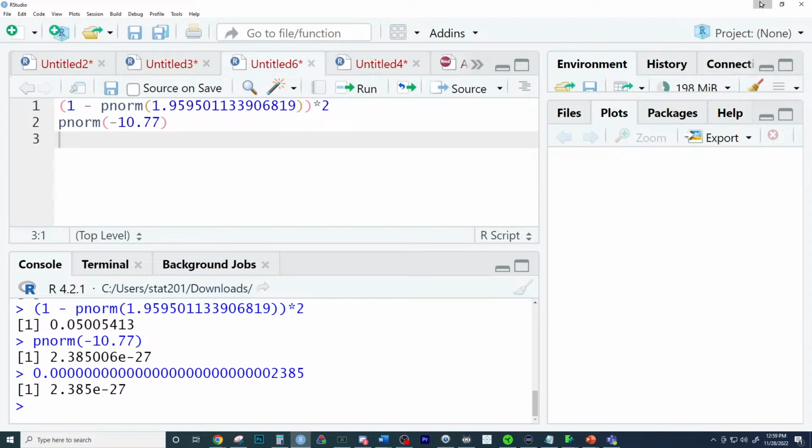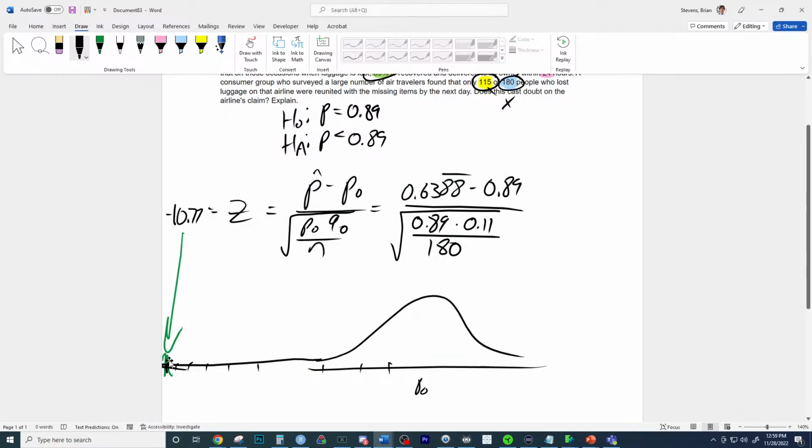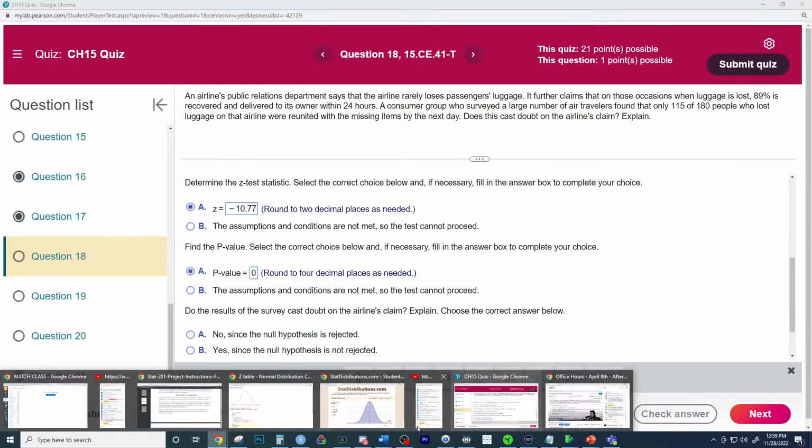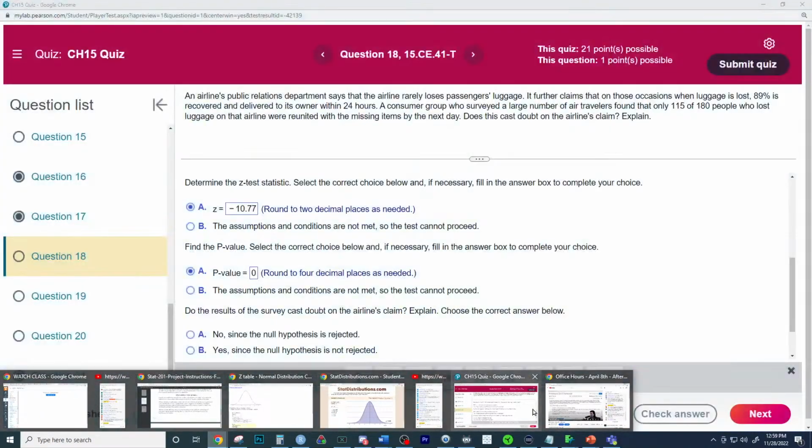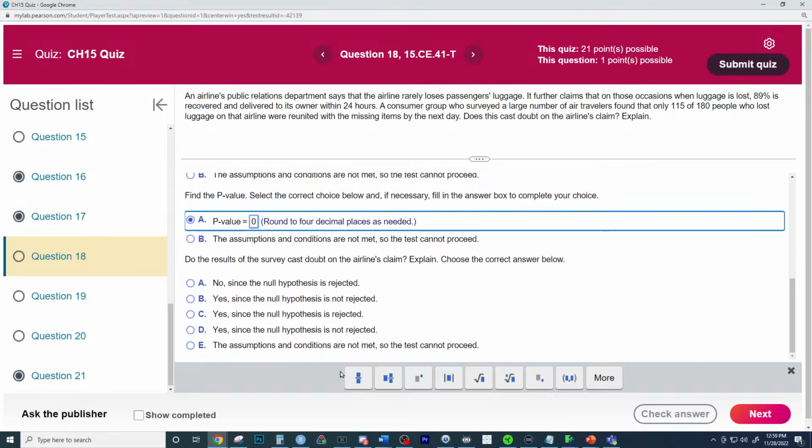It's ridiculously small because there's basically no area, which means we are going to reject the null hypothesis. I'm a little bit afraid on this question, so be careful before turning it in. Check your answer with mine right here. We are going to reject the null.